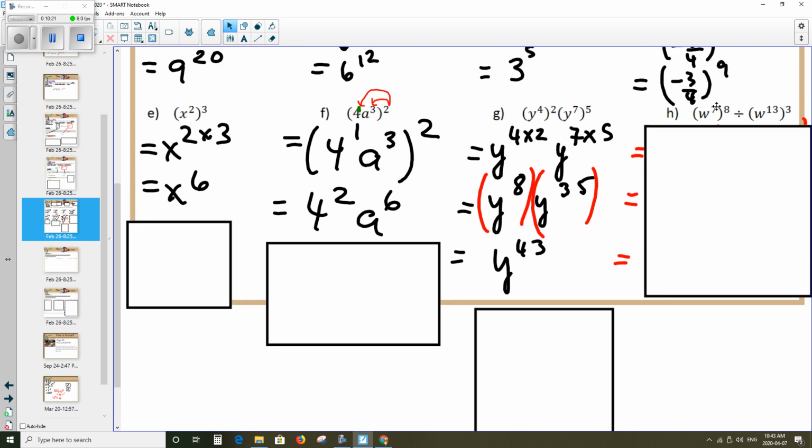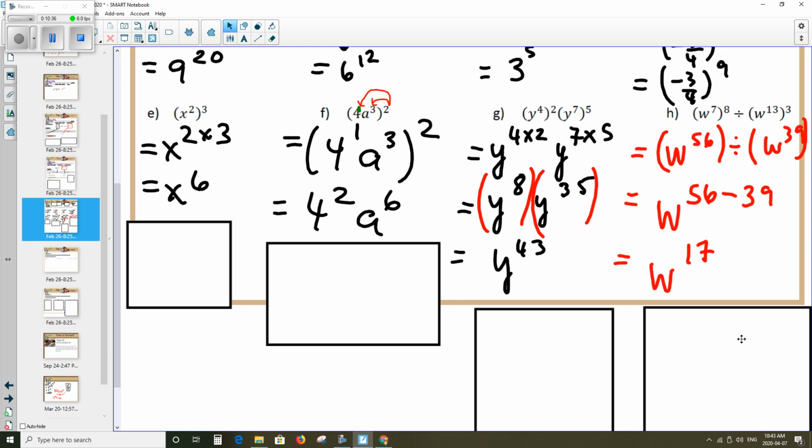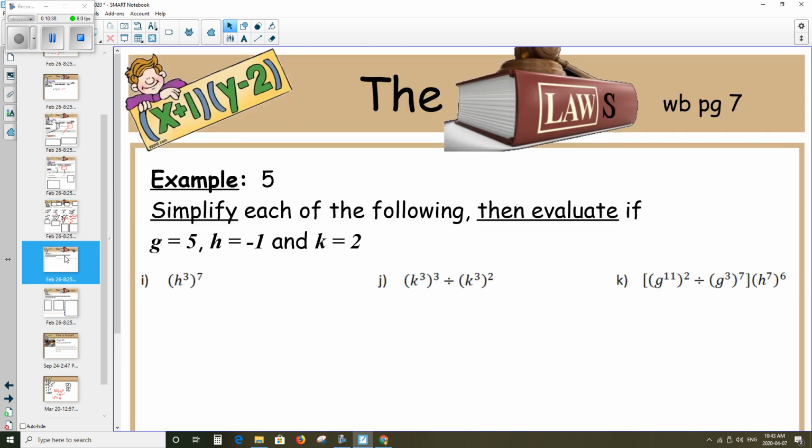And the last one, I'm going to worry about the powers of powers first, and then the quotient rule. 7 times 8 is 56, and 3 times 13 is 39. And now the quotient rule says to subtract the exponents. 56 minus 39 is 17. And that's it.